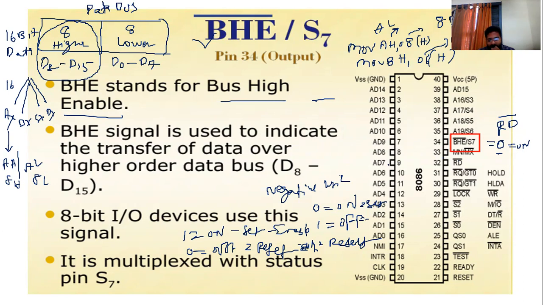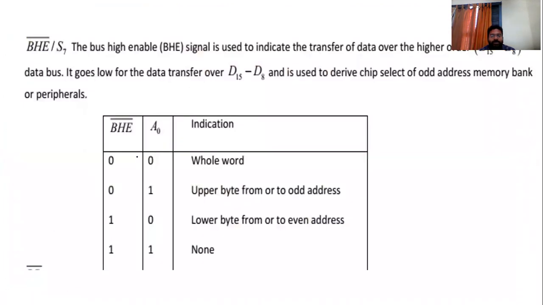So when this signal is used, whenever this signal is helpful, whenever you are connecting 8-bit input output devices, at that time you can enable this. Okay. So now see this signal S7 signal, BHE bar.